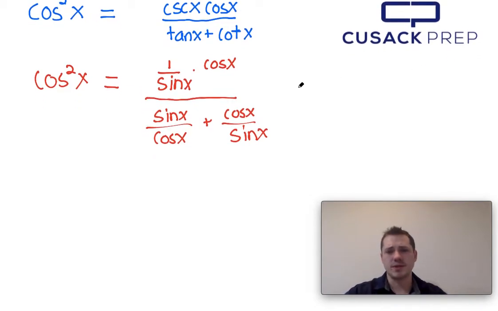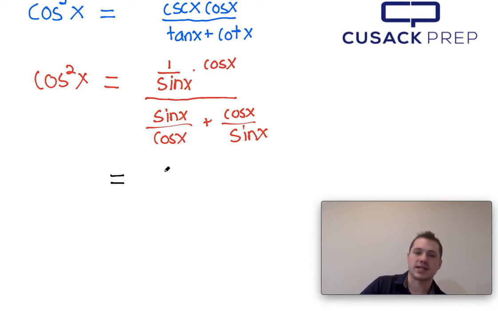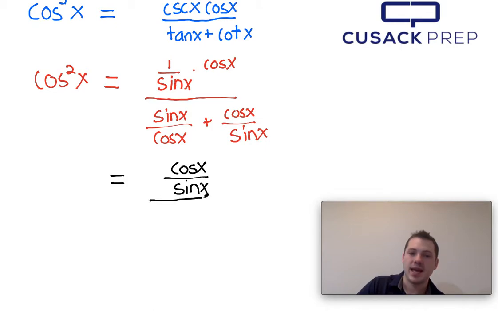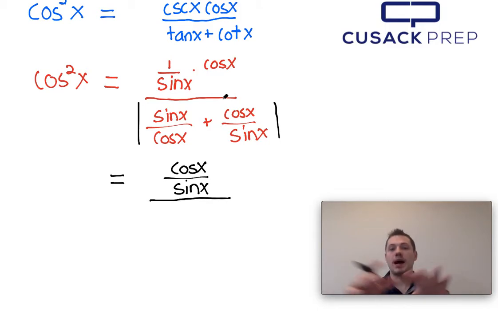Alright, so what can we do here? Well, in the top, I can just multiply 1 over sine of x times cosine of x, and I get cosine of x over sine of x, which is pretty straightforward. Now, when I have fractions divided by fractions, you want to turn the parts of the fraction into a single fraction. In the numerator I just have one simple fraction, cosine over sine. In the denominator, I have two different fractions, and I need to combine those into one.